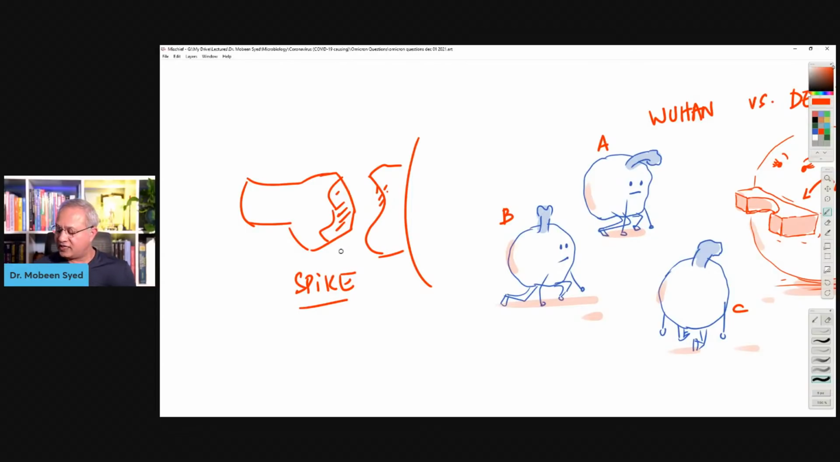However, when it is making changes, the second problem it has to face and solve is that if the changes are sufficiently large, they may actually make it incapable of attaching with ACE2, but make it easier to escape the antibodies.